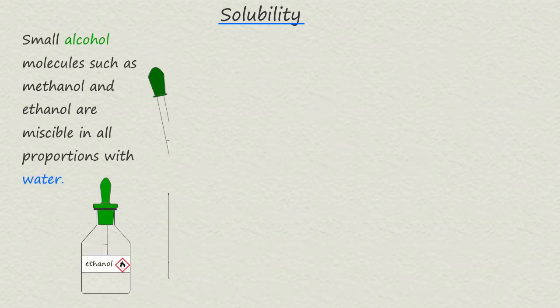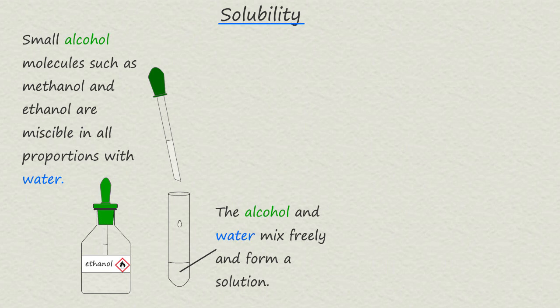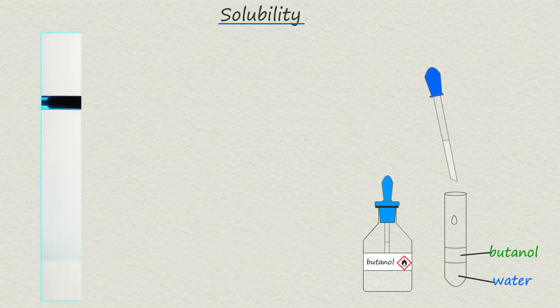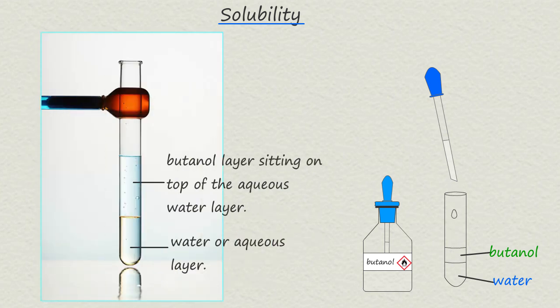For example, small alcohol molecules such as methanol and ethanol are miscible with water in all proportions. This means that you can add as much alcohol as you wish, and the solution formed will not separate into two distinct or separate layers. But if you try this with a molecule such as butanol, addition of more and more butanol to the water results in the formation of two phases or layers, with the alcohol butanol sitting on top of the aqueous water layer.